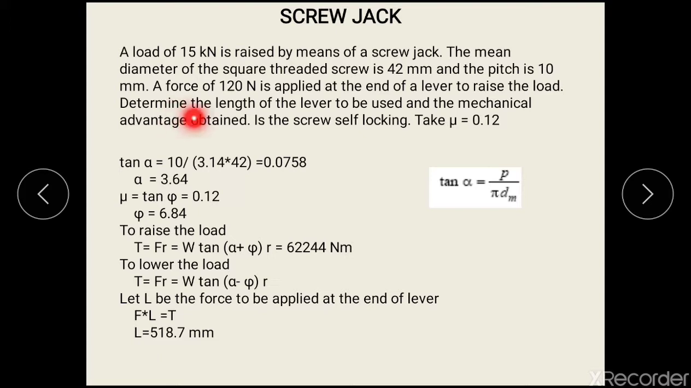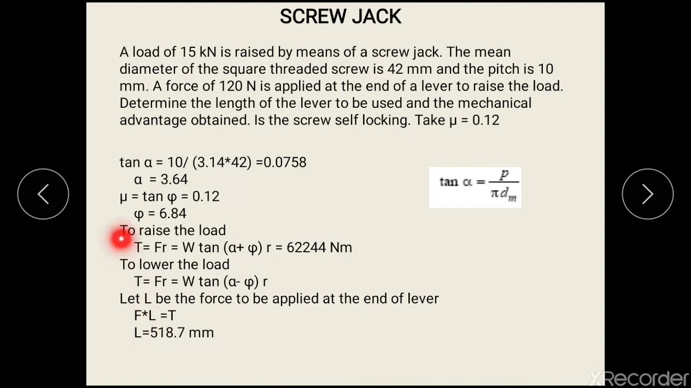Now we need to find out the length of the lever and the mechanical advantage. Third one, we need to check whether the screw is self-locking or not. So first one, length of the lever. If you want to find the length of the lever, we need to find the torque produced on the lever. Torque equals force into perpendicular length, the applied force and its perpendicular length where we are going to apply the load. So we need to find the torque first.